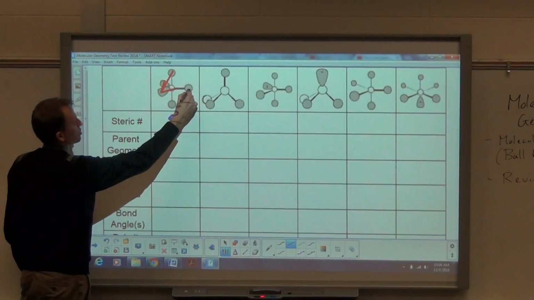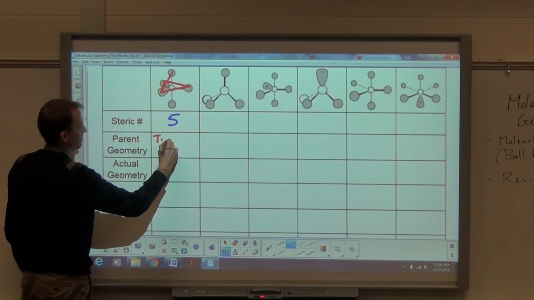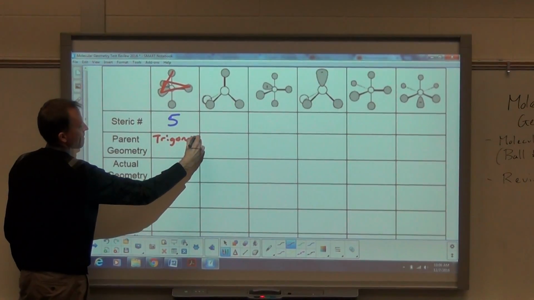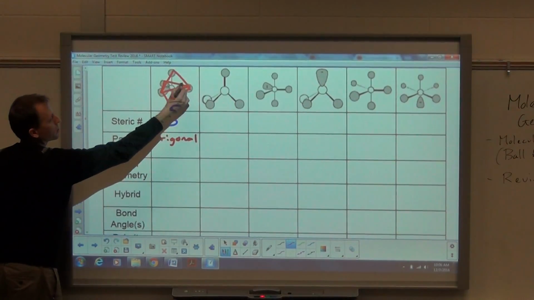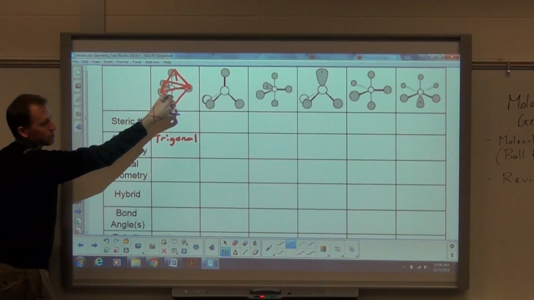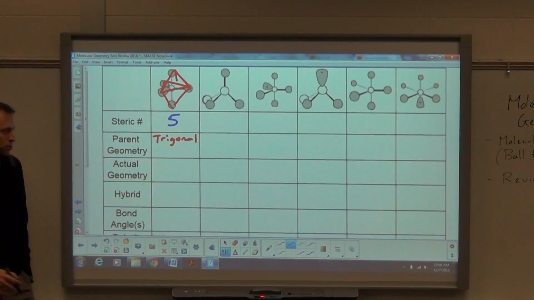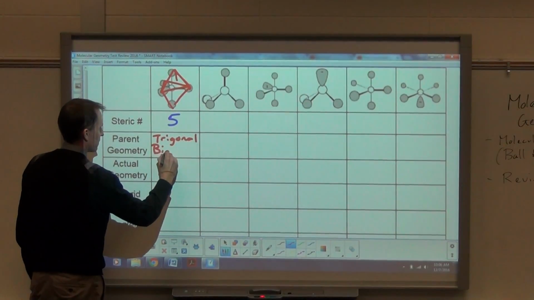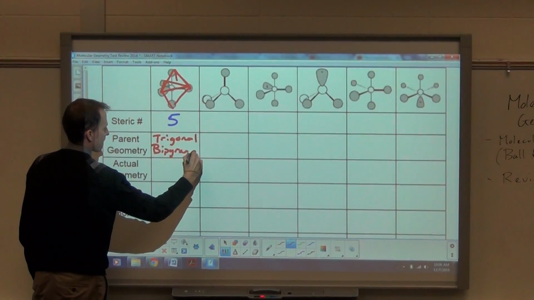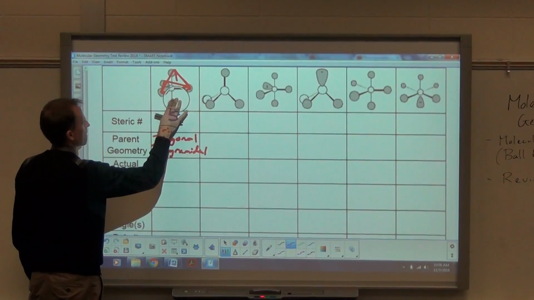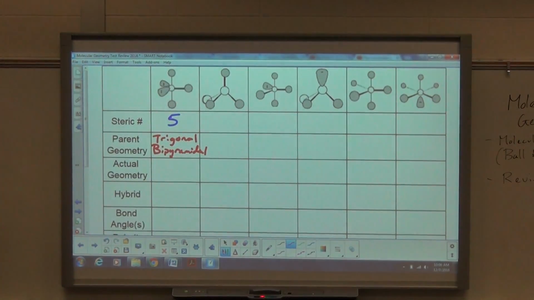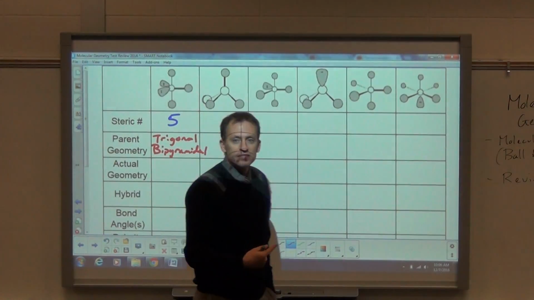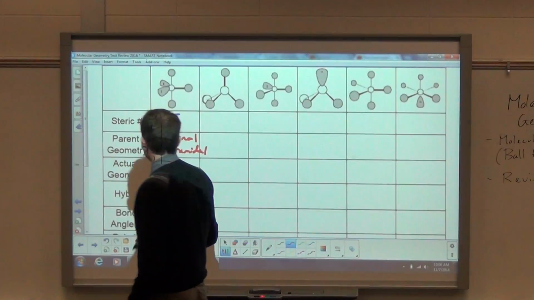So this is a middle triangle, so I would say trigonal. And then I have a pyramid going up, and I have a pyramid going down. So 2 is bi, and pyramid is pyramidal. Get the spelling close. So it's trigonal bipyramidal. What's the actual geometry of that? It's T-shaped.